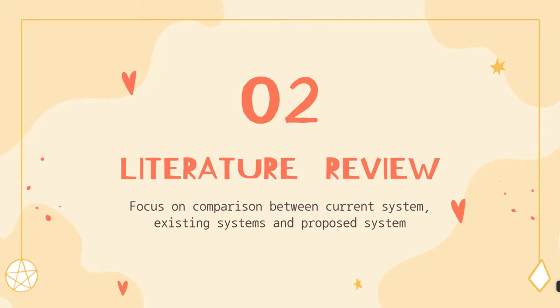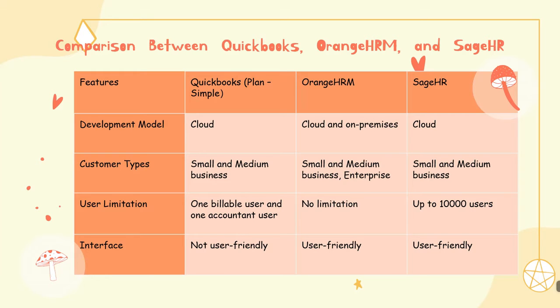Now, I'm going to talk about the literature review. First, let's take a look at this table. This is a comparison table between the system currently used by the CNET company and the systems available on the market. We can see that the deployment models of these three systems are cloud-based. In addition, they support SMEs, small and medium enterprises. For user restrictions, all three systems can support a large number of employees. But in the interface part, QuickBooks is not user-friendly. It is difficult for the user to find the function they want.